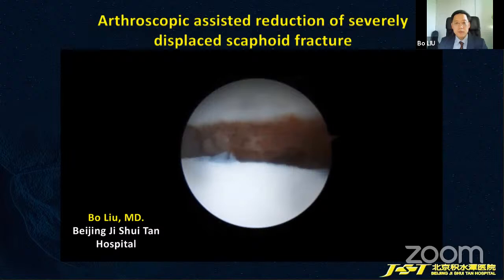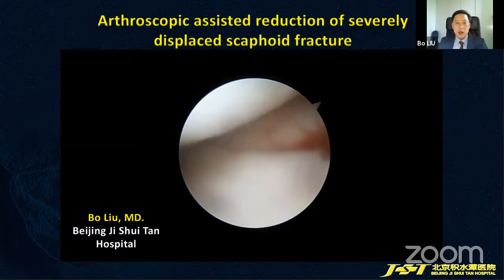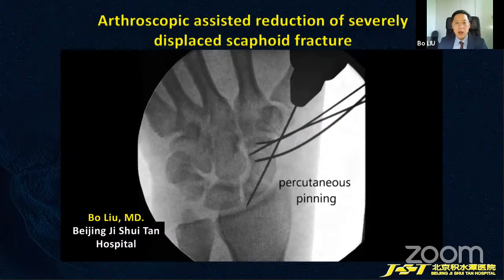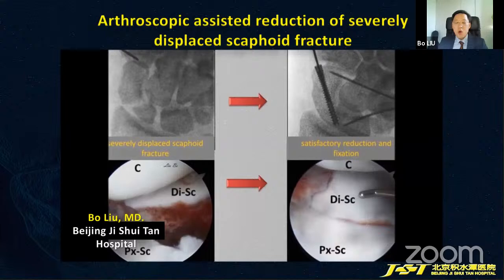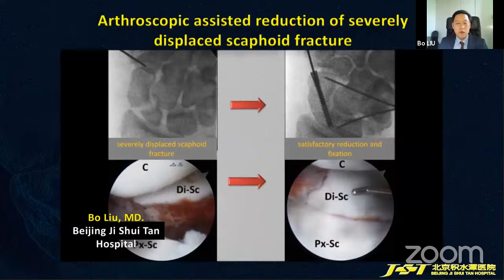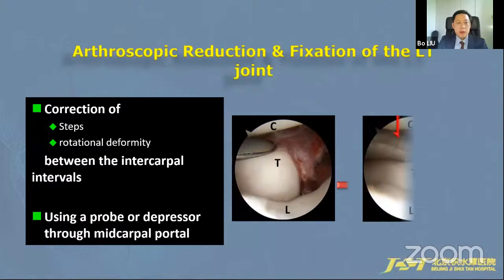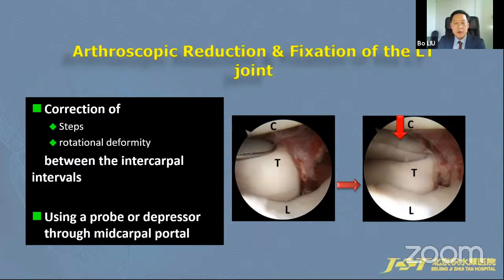With the assistance of wrist arthroscopy, you can have a better understanding of the fracture displacement, and with the guidance of arthroscopy you have the opportunity to achieve an anatomical reduction, and you can proceed to your percutaneous pinning. We all know that this is the key to achieving anatomical reduction of this intra-articular fracture in this difficult condition. Also with arthroscopy, we can guide our reduction of the carpal alignment, like the LT ligament, which is always totally disrupted in perilunate injury. The LT interval can be reduced under arthroscopic control, and then you can proceed to K-wire pinning.